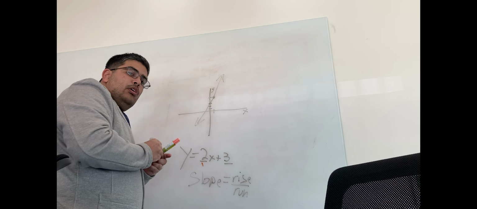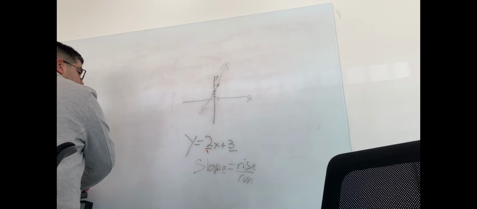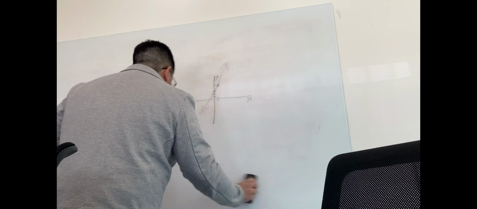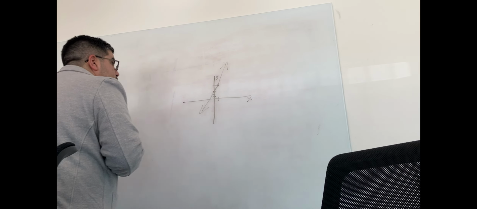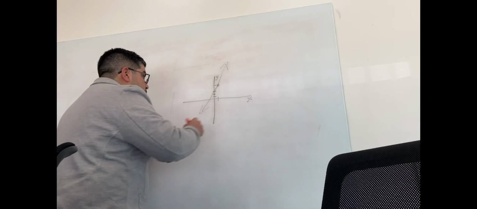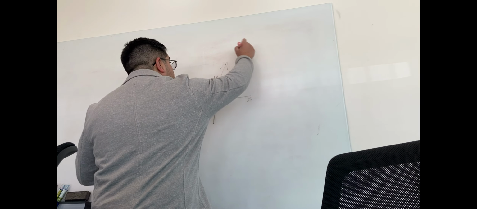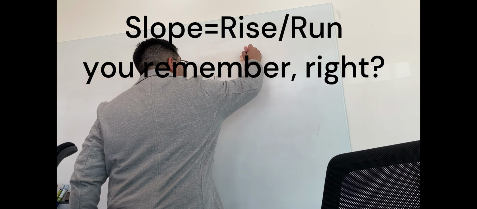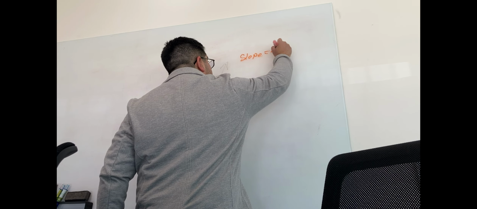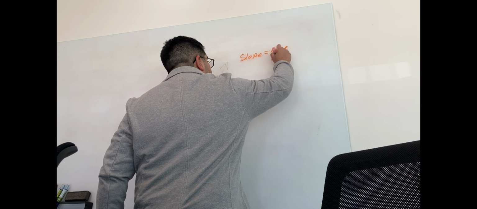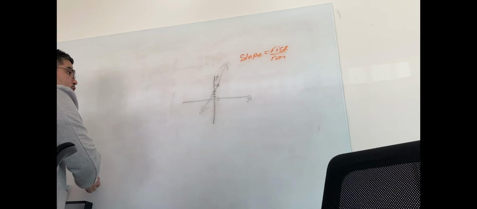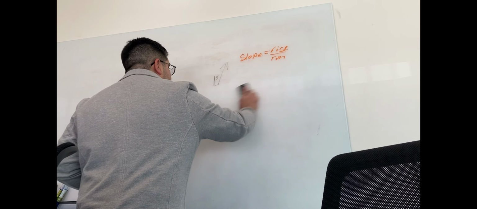All right, so let's try to graph another one. Let's continue graphing. So in this case, let's graph another line. We're gonna write that slope equals rise over run. We're gonna write that down in yellow over here. Slope equals rise over run. Actually, that orange is really nice. So let's make this graph in orange.